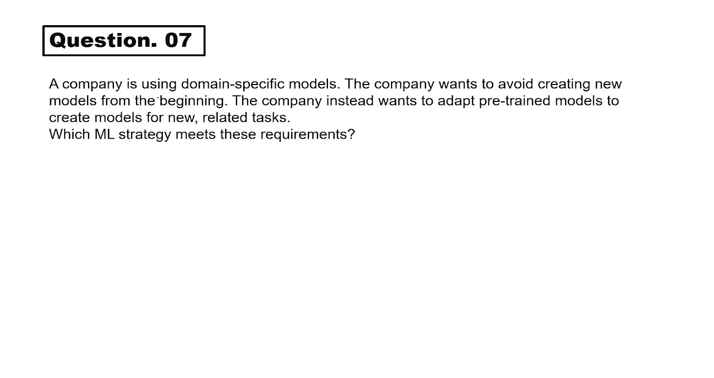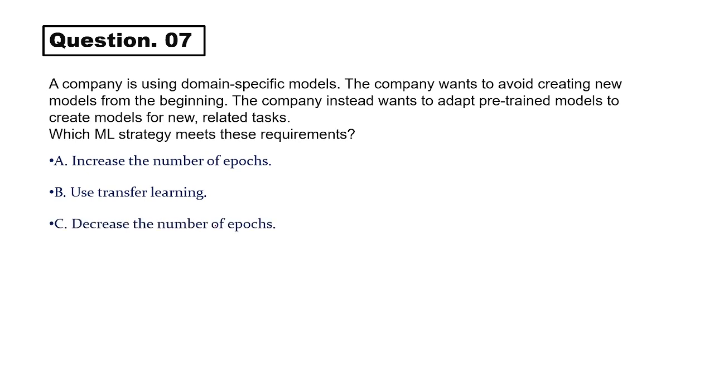Now question number 7. A company is using a domain-specific model. The company wants to avoid creating new models from the beginning. The company instead wants to adapt a pre-trained model to create models for new related tasks. Which ML strategy meets these requirements? Here are the options. Option A, increase the number of epochs. Option B, use transfer learning. Option C, decrease the number of epochs. Option D, use unsupervised learning. So now take your time to guess the correct answer.